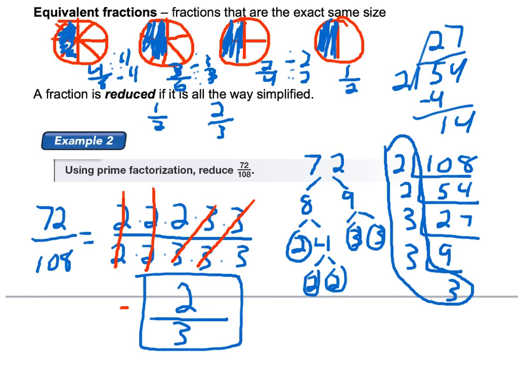Okay? That fraction is all the way simplified. And that method works every single time. So when they tell you to use prime factorization to reduce it, this is the method I'm looking for. Show me the factor trees or downward division. Show me expanded form of the numerator and expanded form of the denominator. And then cross out what they have in common and multiply what's left over. Or just write down what's left over if it's only one thing. Okay, let's go on to another example.